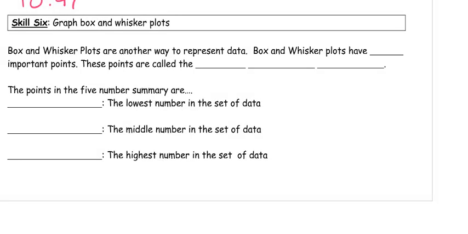Hello everyone, today we're going to be working on skill 6, which is to graph box and whisker plots. So box and whisker plots are another way to represent data. Box and whisker plots have 5 important points. These points are called the 5-number summary.